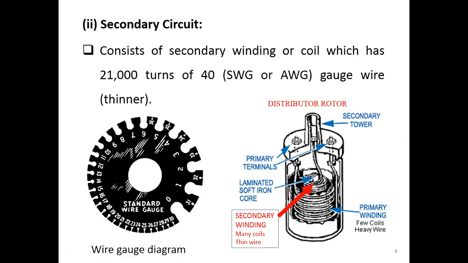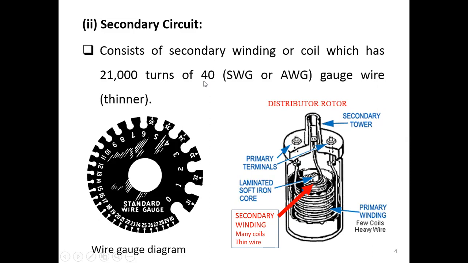Then we have the secondary circuit. It consists of the secondary winding, which is inside here. If you see this picture, the secondary winding is inside the primary winding. It has many more turns than the primary winding. You have 21,000 turns of 40.